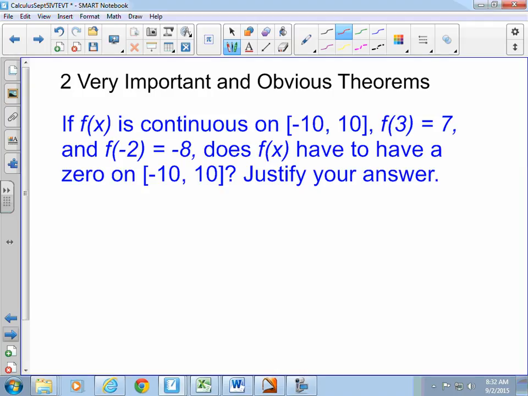If f of x is continuous on negative 10 to 10, and f of 3 equals 7 and f of 2 equals negative 8, does f of x have a 0 on the interval negative 10 to 10? Justify. We don't like that word. We'll do it. We don't like it. We have to justify.